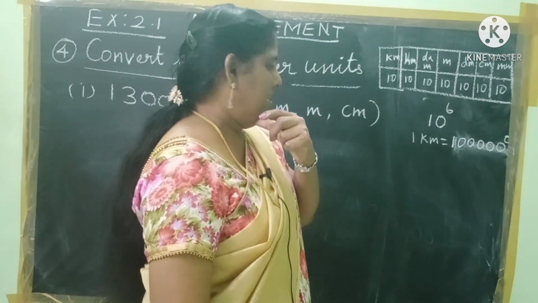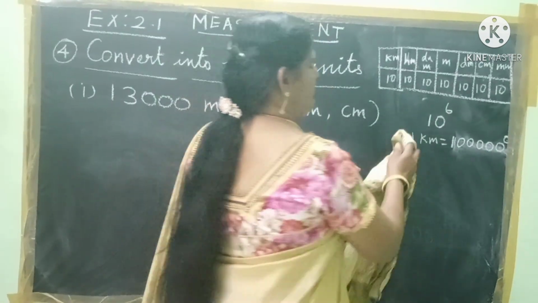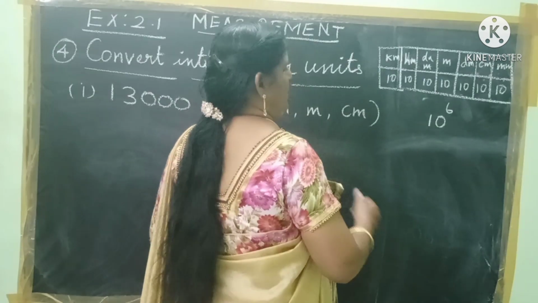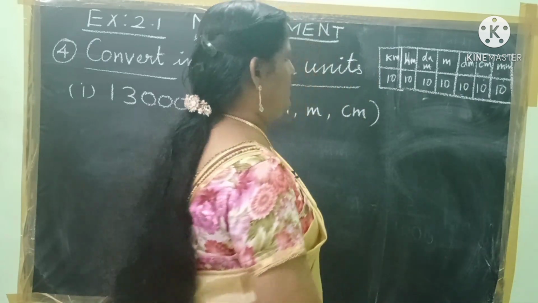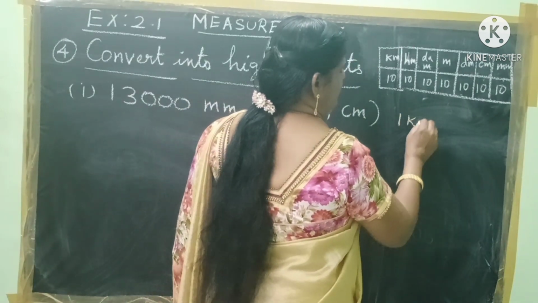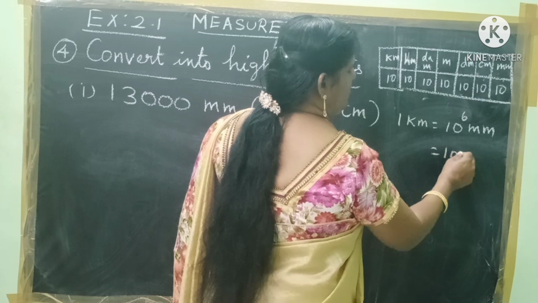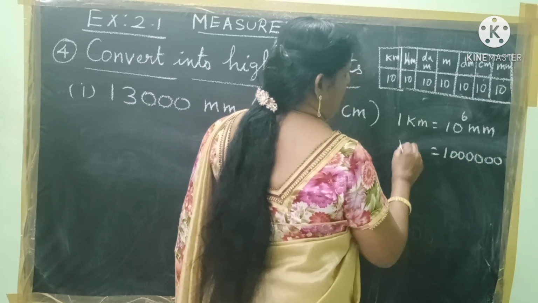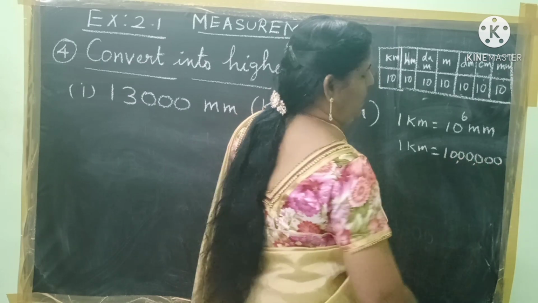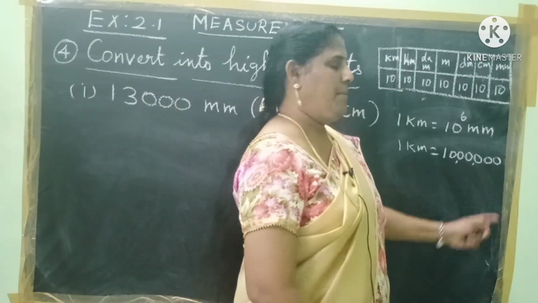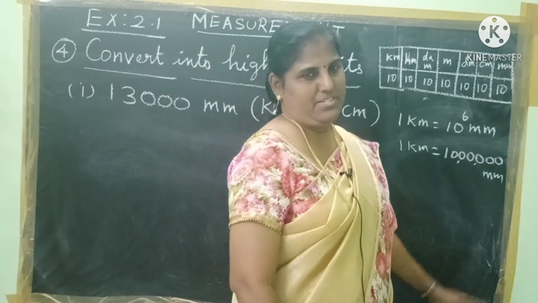So 1 kilometer equals 10 to the power 6 millimeter. That means 1, 2, 3, 4, 5, 6. So 1 kilometer equals 10 lakh millimeter. So therefore 1 kilometer equals 10 lakh millimeter.